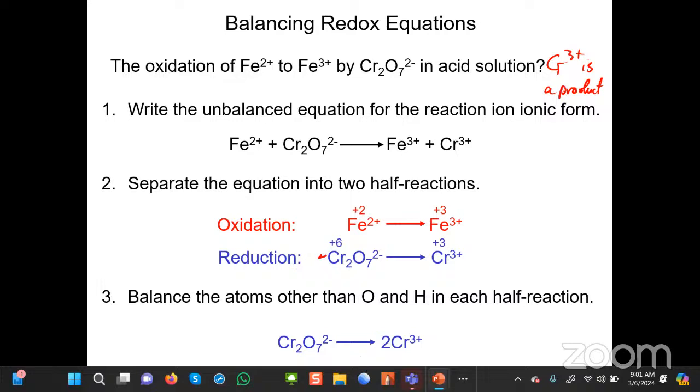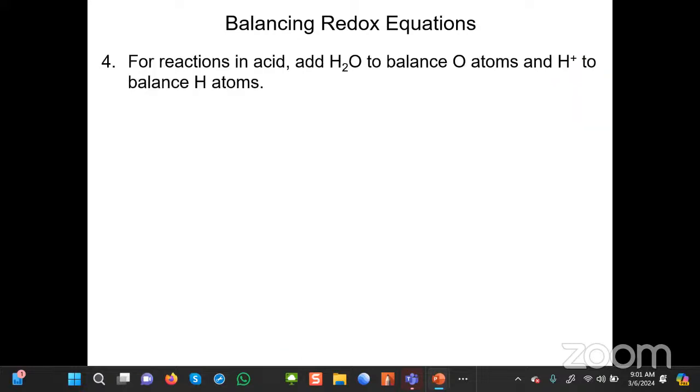So that's the second step, or I should say the third step. We balance the other atoms than hydrogen and oxygen in each half reaction. The fourth step is where we start balancing the oxygens and the hydrogens. And the way we do this is that firstly, we balance the oxygens by adding water to the side that is deficient of oxygen. And we add enough water until we get the balanced equation, right?